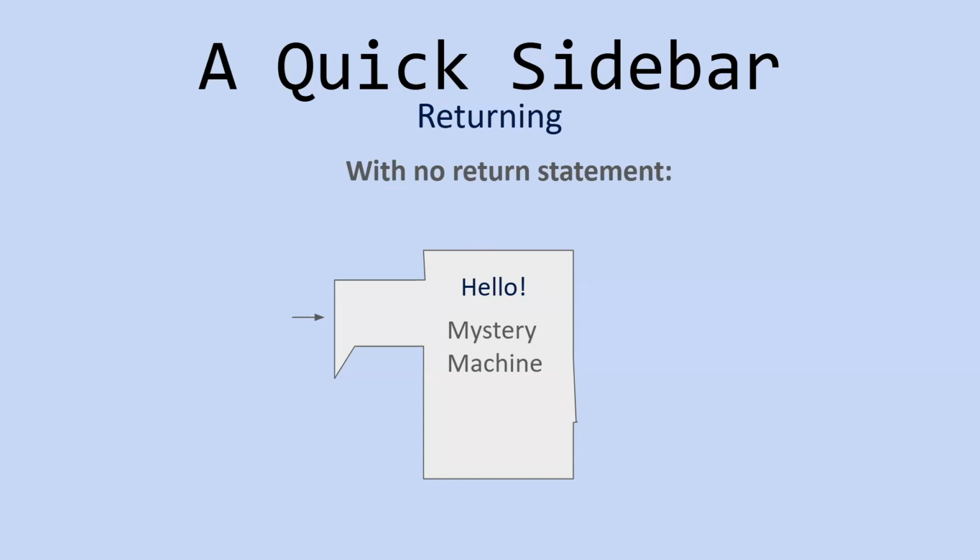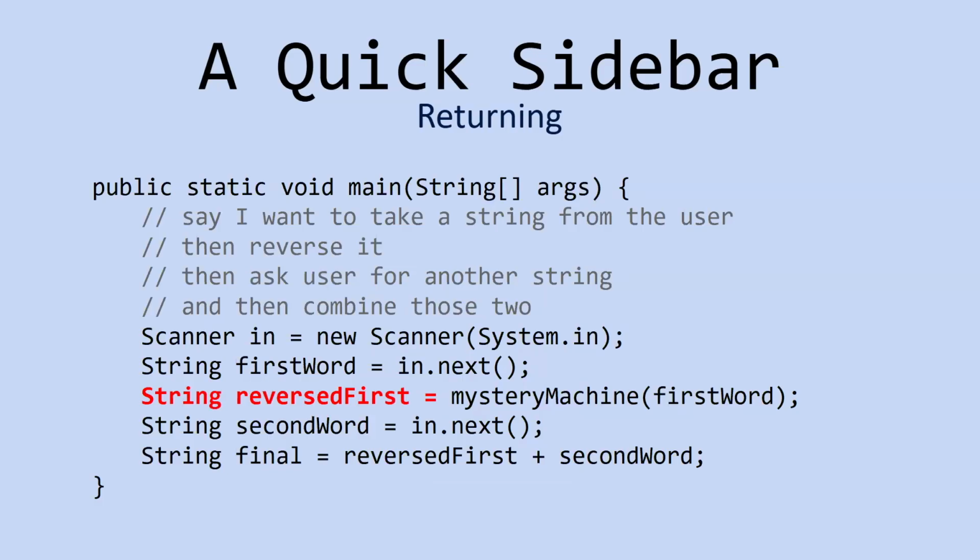One thing that means is whenever your method's return type is void, you have to put the call to that method all by itself. We couldn't do what was on this slide, String reversedFirst = mysteryMachine(firstWord). We would have to have mysteryMachine(firstWord) all by itself on one line, just because it's void, it doesn't return anything. If we tried to write this, reversedFirst would be equal to nothing because mysteryMachine didn't return anything. So that wouldn't make sense.